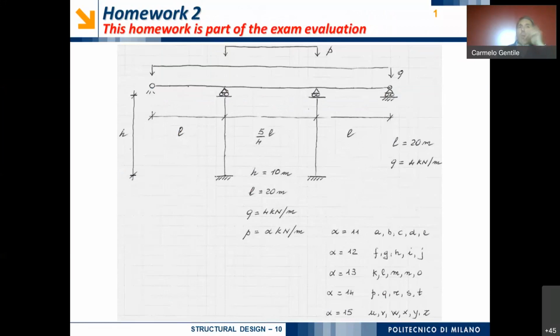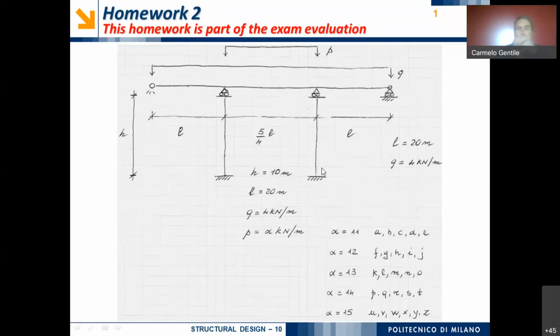exercise of the homework, which, as you already know, is part of the exam evaluation. So it's the second homework that we will use as part of the exam evaluation. Basically, the homework consists in a beam, a continuous beam with 3 span, where the intermediate supports are supported by 2 vertical columns.